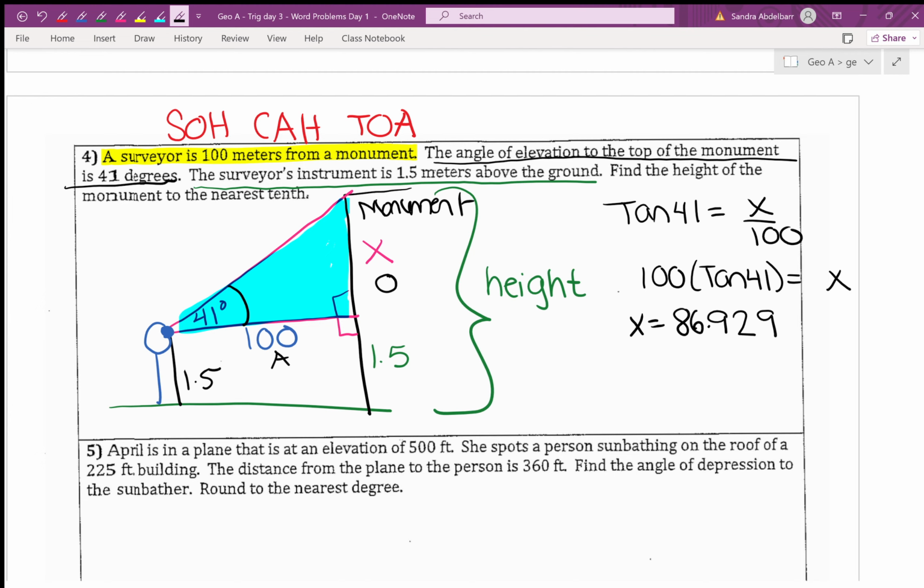Okay, so this is not my total answer. What are we going to do now? We're going to say the height is going to be 86.929 plus 1.5. Now, since this is my final answer, now can I round to the nearest tenth? Absolutely. So we're going to do plus 1.5. And now rounding to the nearest tenth, what are we at?